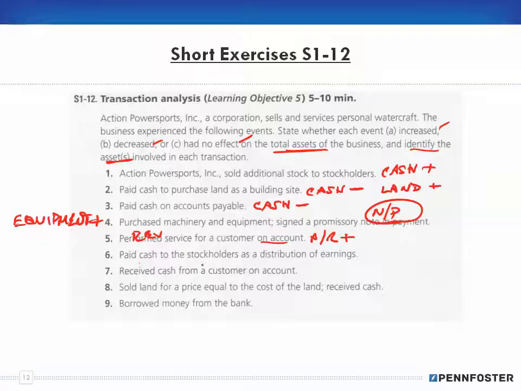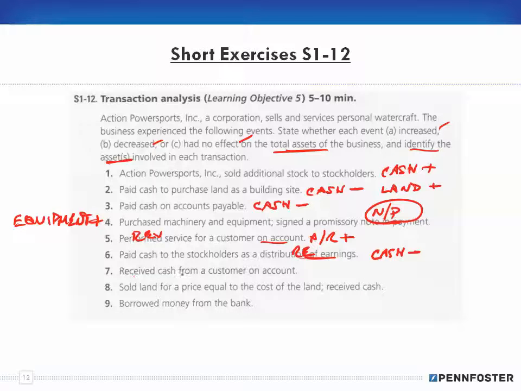Number 6, paid cash to the stockholders as a distribution of earnings. If I'm paying cash, I know that cash is an asset, and since I'm paying it, that's a decrease. And a distribution of earnings comes out of retained earnings, and retained earnings is in the equity section, so that's not applicable here. So I have a decrease in my cash account.